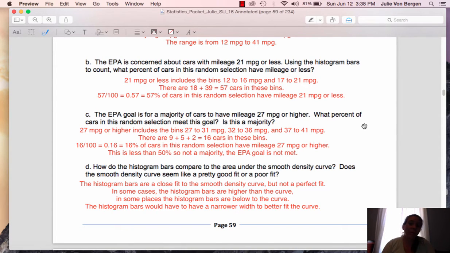Adding up the frequency in those bins, we've got 18 plus 39 equals 57 cars in these bins. We know there's 100 cars total, so we come to our fraction, 57 out of 100, which as a decimal is 0.57, or 57% of cars in this random selection have mileage 21 miles per gallon or less. In this case, because our denominator is 100, these are nice calculations. Rarely are we going to have our denominator 100, so typically we'll have to use our calculator to divide to figure out these proportions and percents.